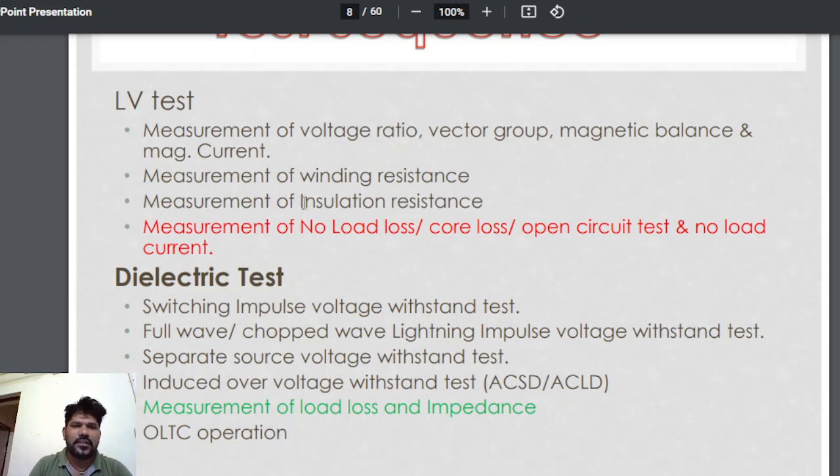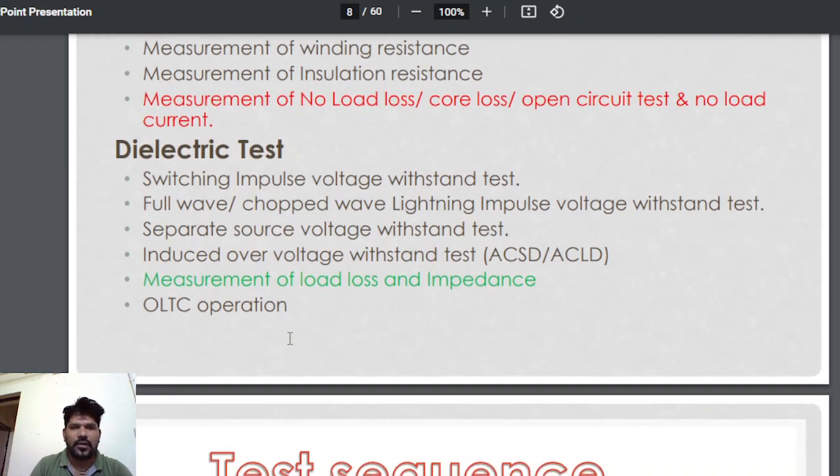Insulation resistance means Megger will do. What is the insulation we are having? It should be in megaohms always. The measurement of no load loss or core loss, or open circuit test or no load current, all these tests we will do on the LV side. Dielectric test: whether the dielectric strength of the transformer is okay or not, we will do all these tests and find out.